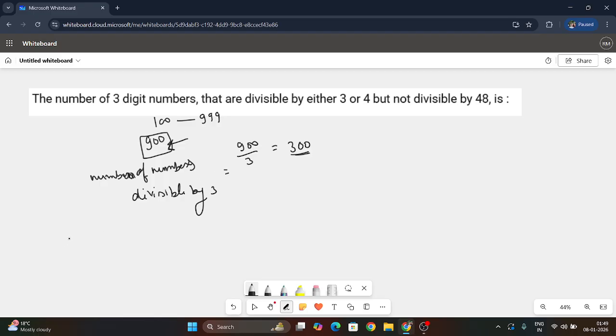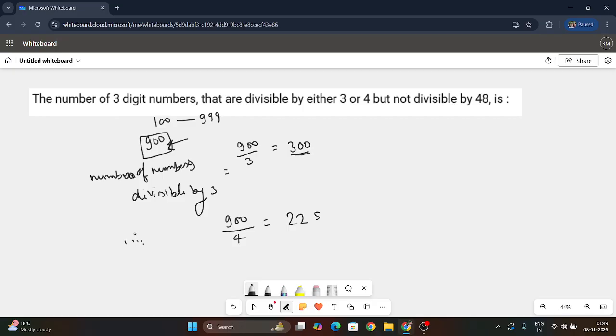In a similar way, the number of numbers divisible by 4 is 900 by 4. Okay, and that is going to be what? 225. So these are the number of numbers divisible by 4.